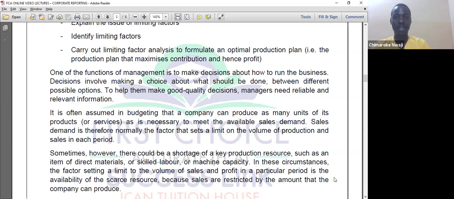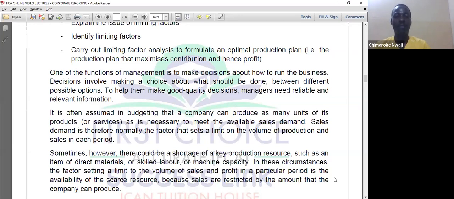Materials could be there. So some of these factors of production could limit our production. Let's say, for example, we are looking at capital. Without enough capital, you cannot venture into that production line, and so that has limited what you can do by way of production.